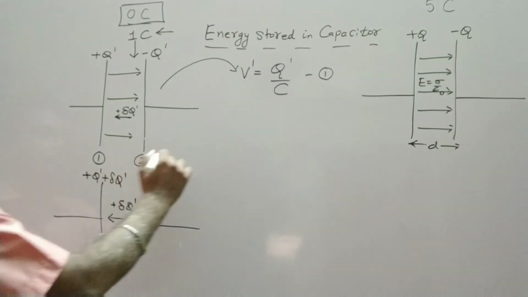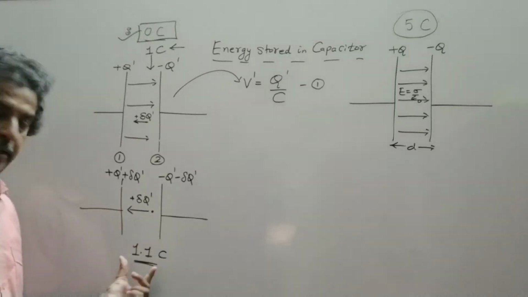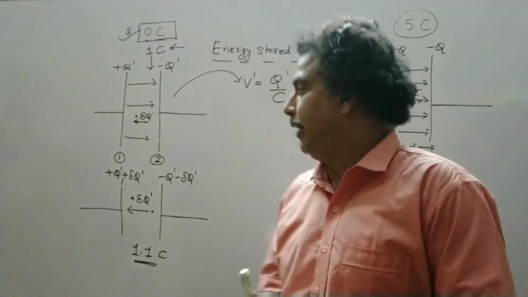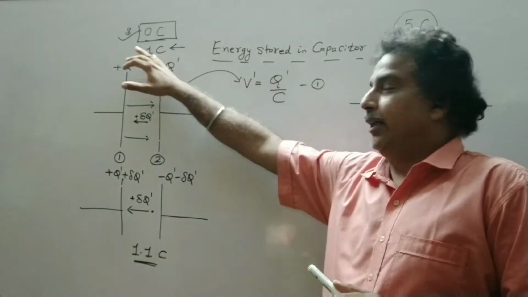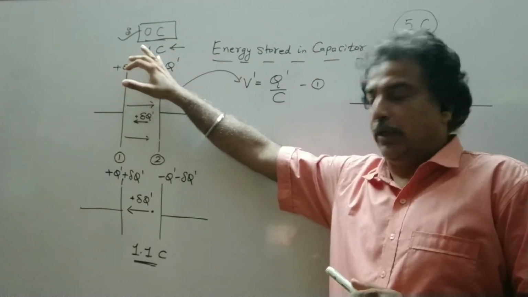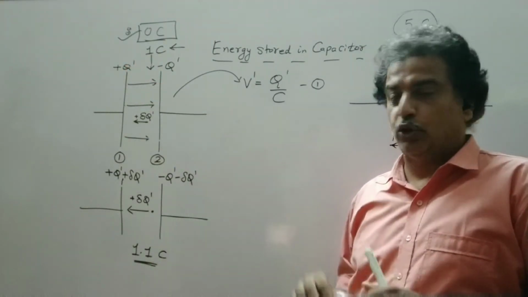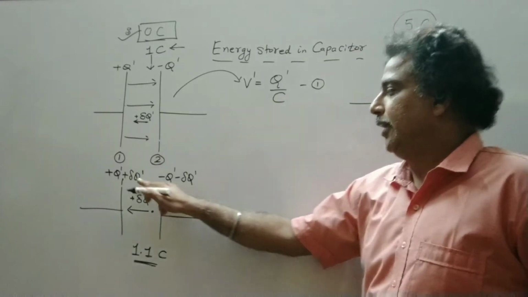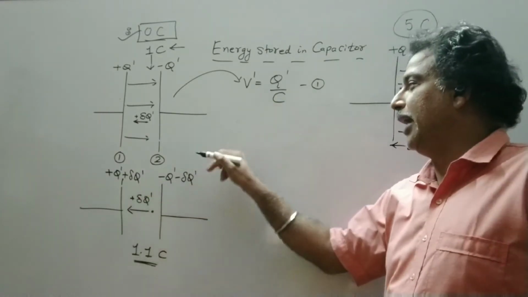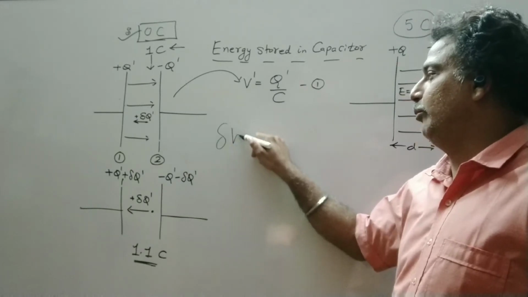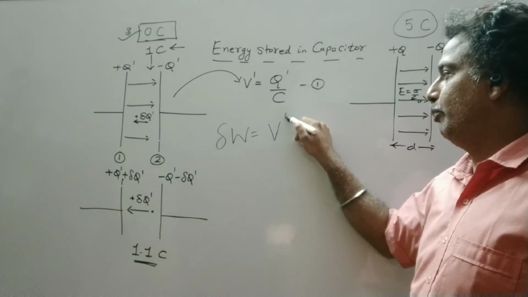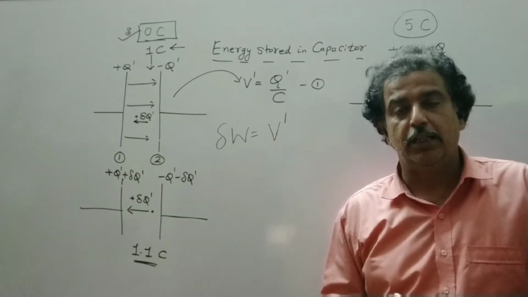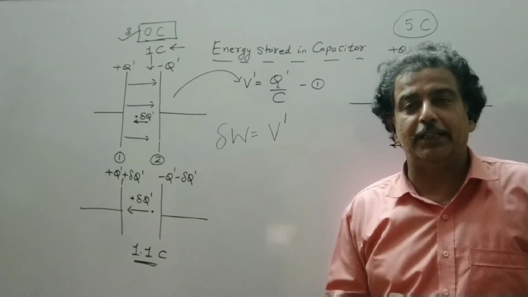Now say the charge deposited is 1.1 coulomb. It means the intermediate position the charge was 1 coulomb and now it is 1.1. So small amount of work done to deposit additional delta Q dash charges, delta W is equal to potential. First we find out the potential to find the energy and then we multiply it by a test charge.